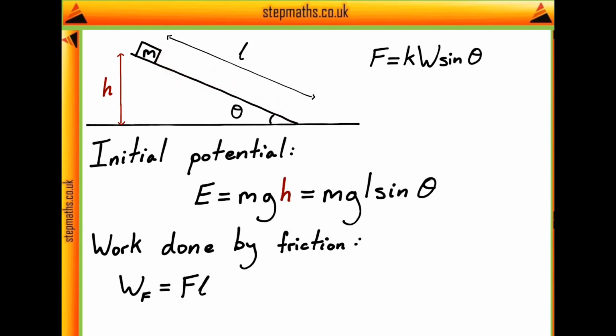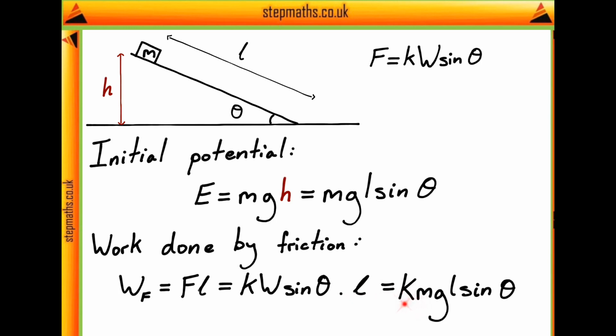If we go ahead and substitute in our expression for F, then we find that the work done due to friction is this constant K multiplied by the weight of our mass, sine theta, and then multiplied by L, the distance across the slope. Now we know that the weight of our mass is just going to be the mass m multiplied by the acceleration due to gravity g. So by substituting that in and rearranging our letters a bit, sticking our L in here, we see that the work done due to friction is just this expression here. So it's actually just this value K multiplied by our initial potential energy.